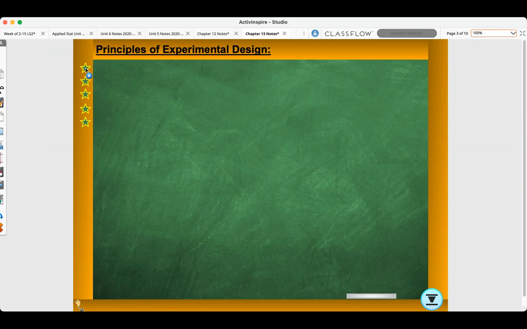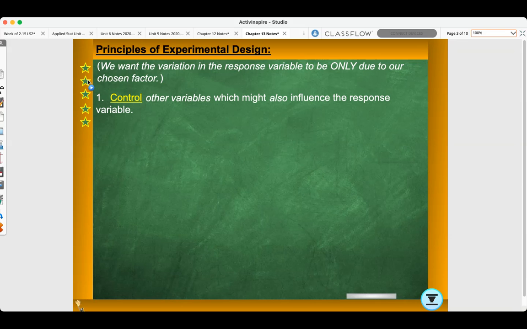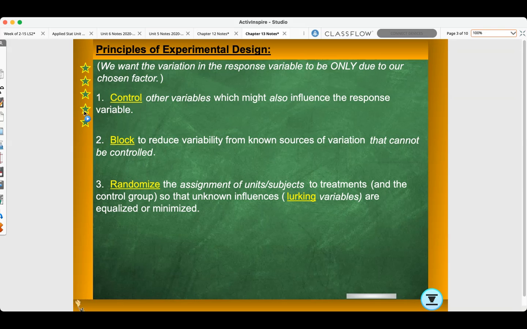Principles of experimental design. We want the variation in the response variable to be only due to our chosen factor. 1. Control other variables, which may also influence the response variable. 2. Block to reduce variability from known sources of variation that cannot be controlled. 3. Randomize the assignment of units or subjects to treatments and the control group so that the unknown influences, lurking variables, are equalized or minimized.